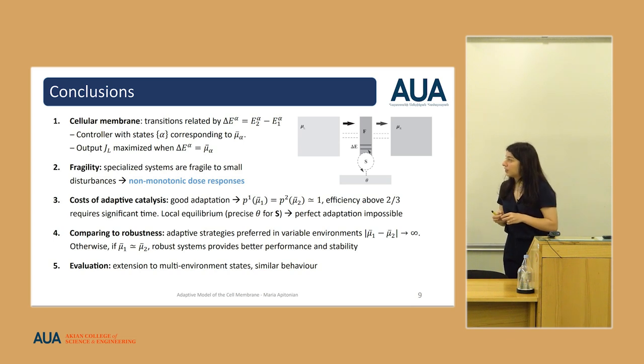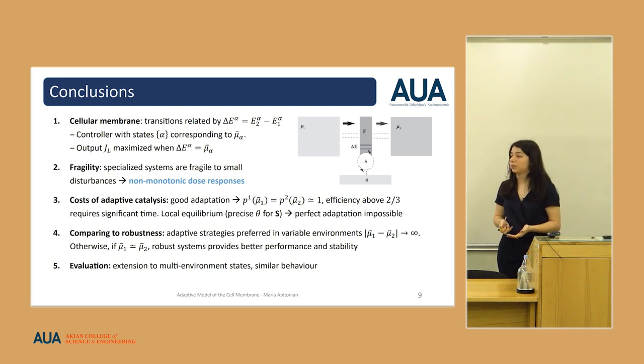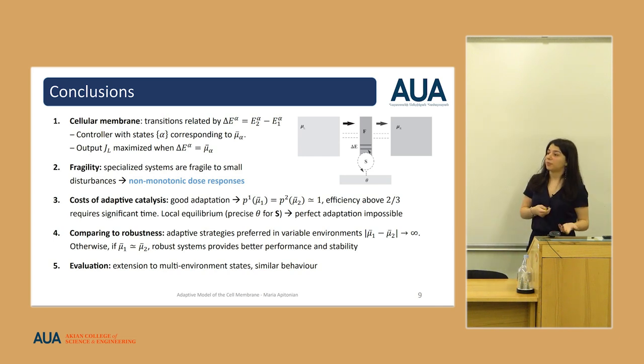The second is the cost of adaptive analysis. We found that when there is a local equilibrium and a precise temperature for the controller theta, perfect adaptation is impossible, and any efficiency above 2/3 is going to require significant time and a lack of local equilibrium. Finally, comparing to robustness, we see that adaptive strategies are preferred in highly variable environments, while in environments that are not as variable, robust strategies provide better performance and stability.